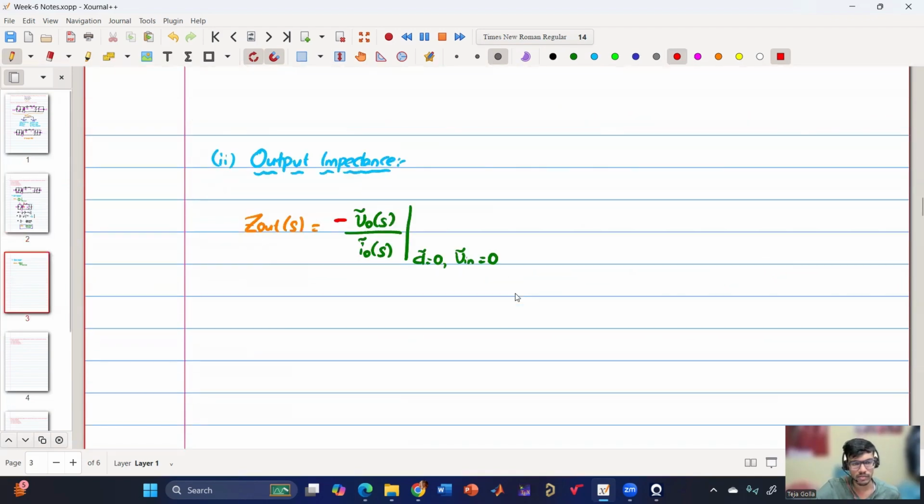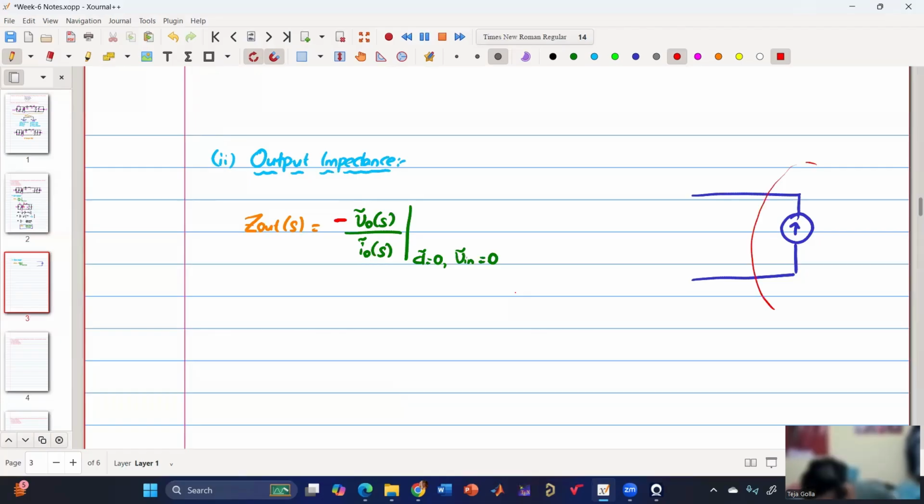Yes, yes. So basically, when we are getting the output impedance, this is the output impedance, right? So we are viewing from this side, and now I want to find the Z out from this side. So basically what I will do is I will excite it with a current source I naught of S, and then I will see what is the perturbation V naught tilde of S.